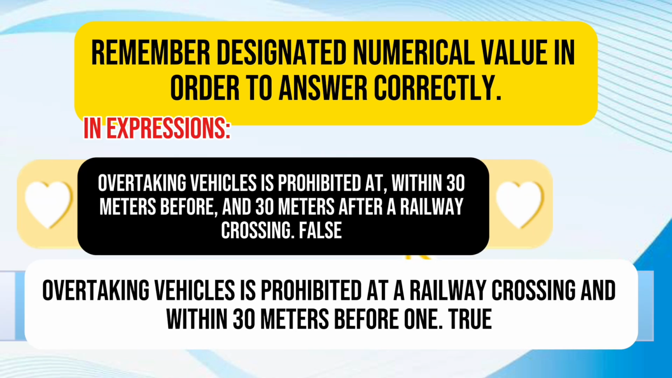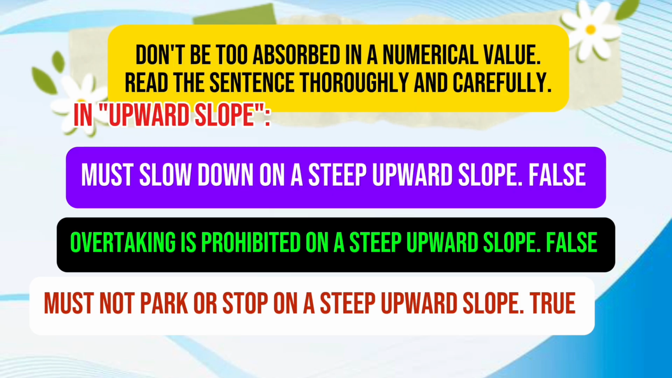True. Overtaking vehicles is prohibited at within 30 meters before and 30 meters after a railway crossing. False. Overtaking vehicles is prohibited at a railway crossing and within 30 meters before one. True. Don't be too absorbed in the numerical value. Read the sentence thoroughly and carefully.